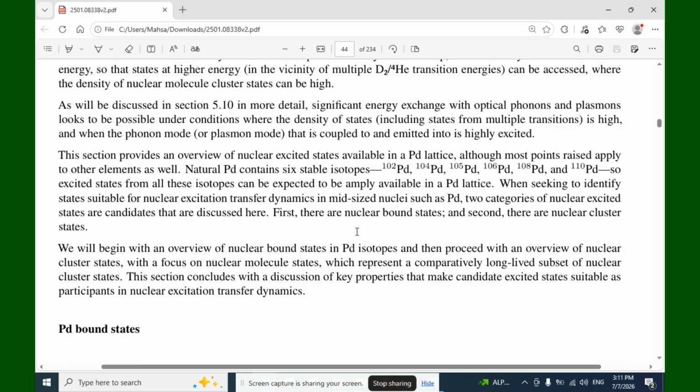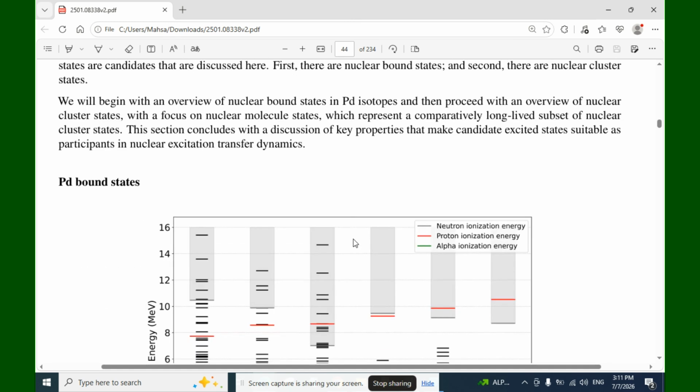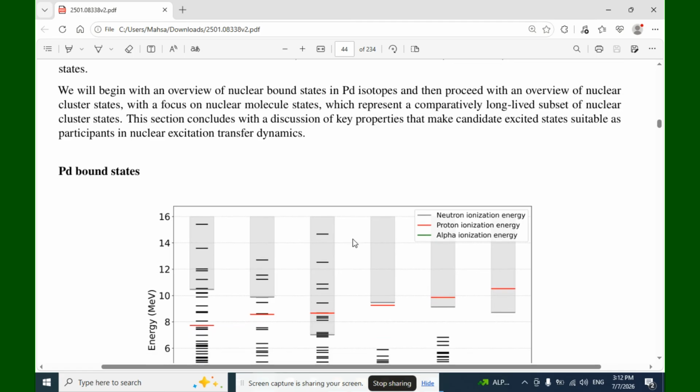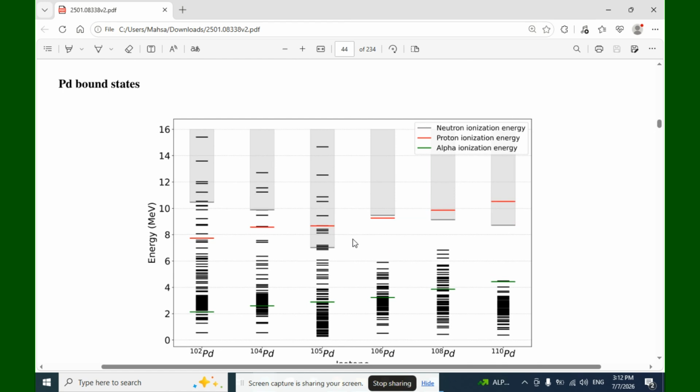nuclear excited states are candidates that are discussed here. First, there are nuclear bound states, and second, there are nuclear cluster states. We will begin with an overview of nuclear bound states in palladium isotopes and then proceed with an overview of nuclear cluster states, with a focus on nuclear molecular states, which represent a comparatively long-lived subset of nuclear cluster states. These sections conclude with a discussion of key properties that make candidate excited states suitable as participants in nuclear excitation transfer dynamics. Now you see the palladium bound states.